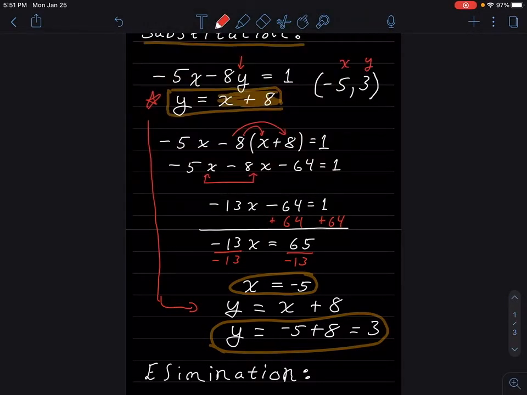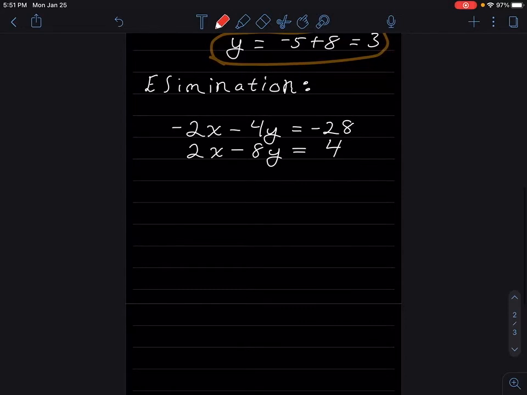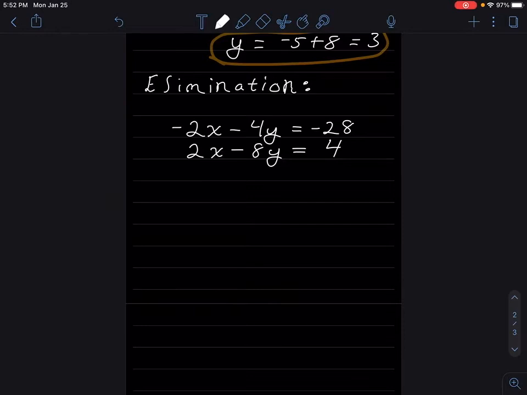Done. So that's substitution. In the next problem, we're going to demonstrate elimination. Elimination, you'll recognize when both equations have both variables on the same side. So you're going to need to combine or add these equations together to eliminate a variable. Now in this case, you can see right away that if we add together the two equations, the x variable will cancel. So we do that.